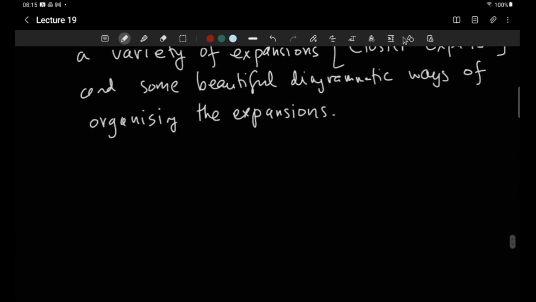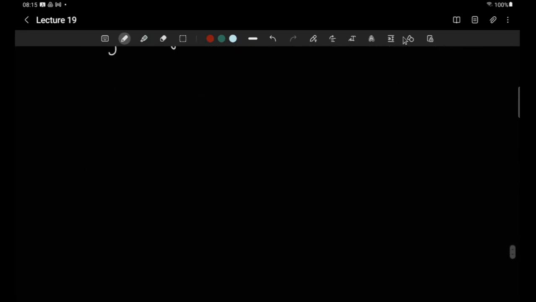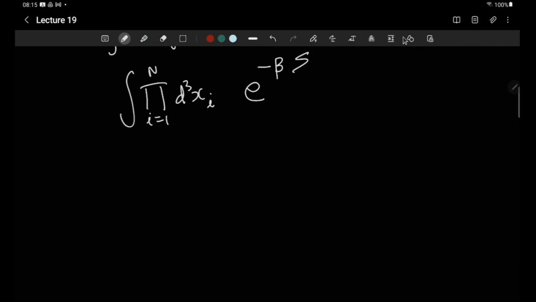So what is the integral I want to do? It is a 3N-dimensional integral: product over i equal to 1 to N of d cubed x_i, e power minus beta times the sum over i less than j of U of r_ij. This is what I need to do. Let's not overdo the i index because it's already used here, so I'll use j, k. So we need to do this integral.